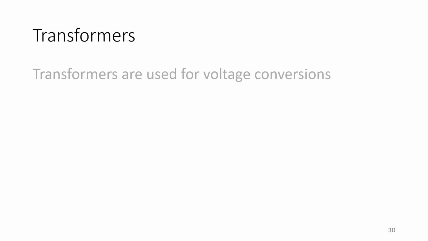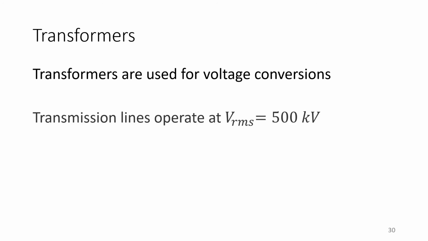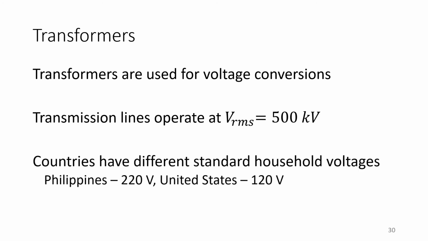Now, from its name, transformers convert voltages. Power transmission lines usually operate at very high voltages, so it's usually VRMS equals 500 kilovolts. And it's the transformer's job to make sure that these very high voltages delivered to households are lowered to much safer values. These household voltages depend on the country, with the Philippines being usually at 220 volts and the United States being at 120 volts.